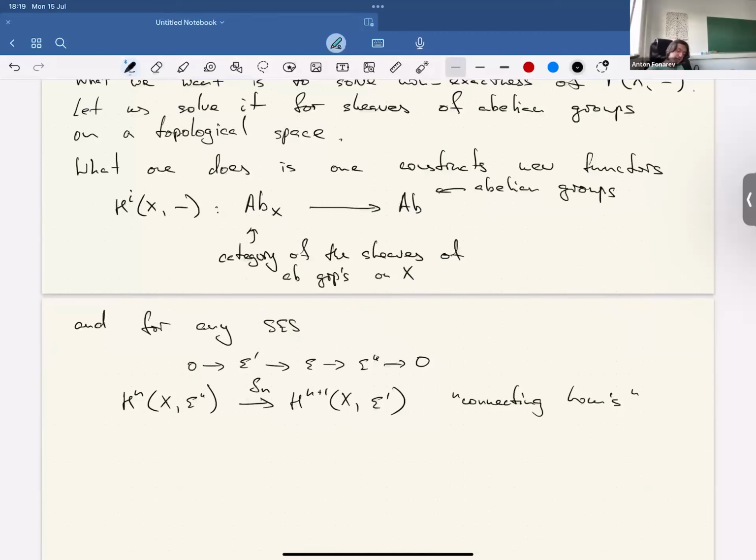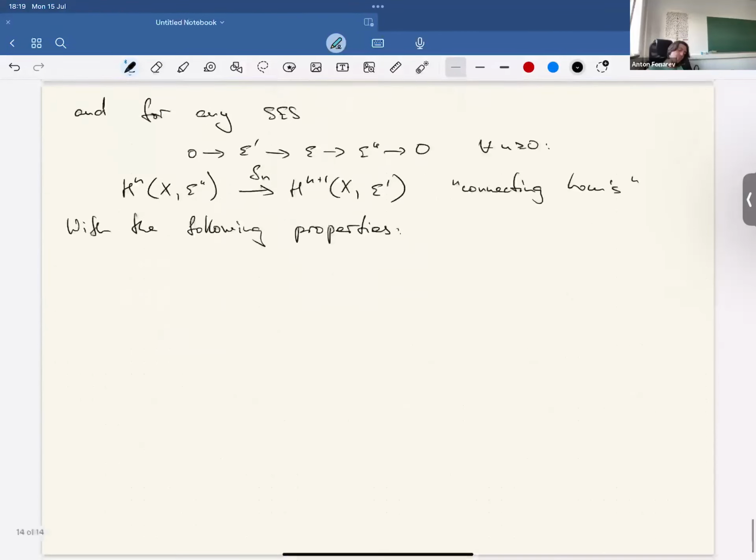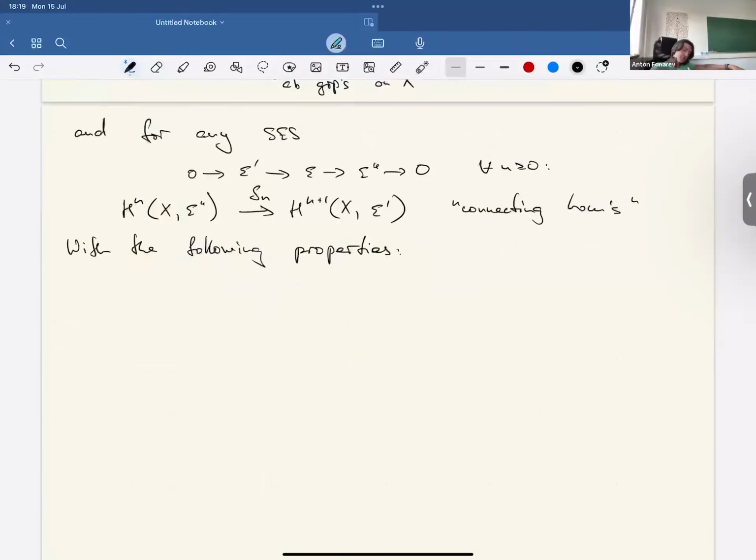And here I did not write down that delta n. Well, maybe we should write this. This delta depends on the whole extension. For every short exact sequence, we get a certain map for any n greater or equal than 0 with the following properties. And our properties will be very simple. First, H naught of X is just the global sections functor. So just global sections.